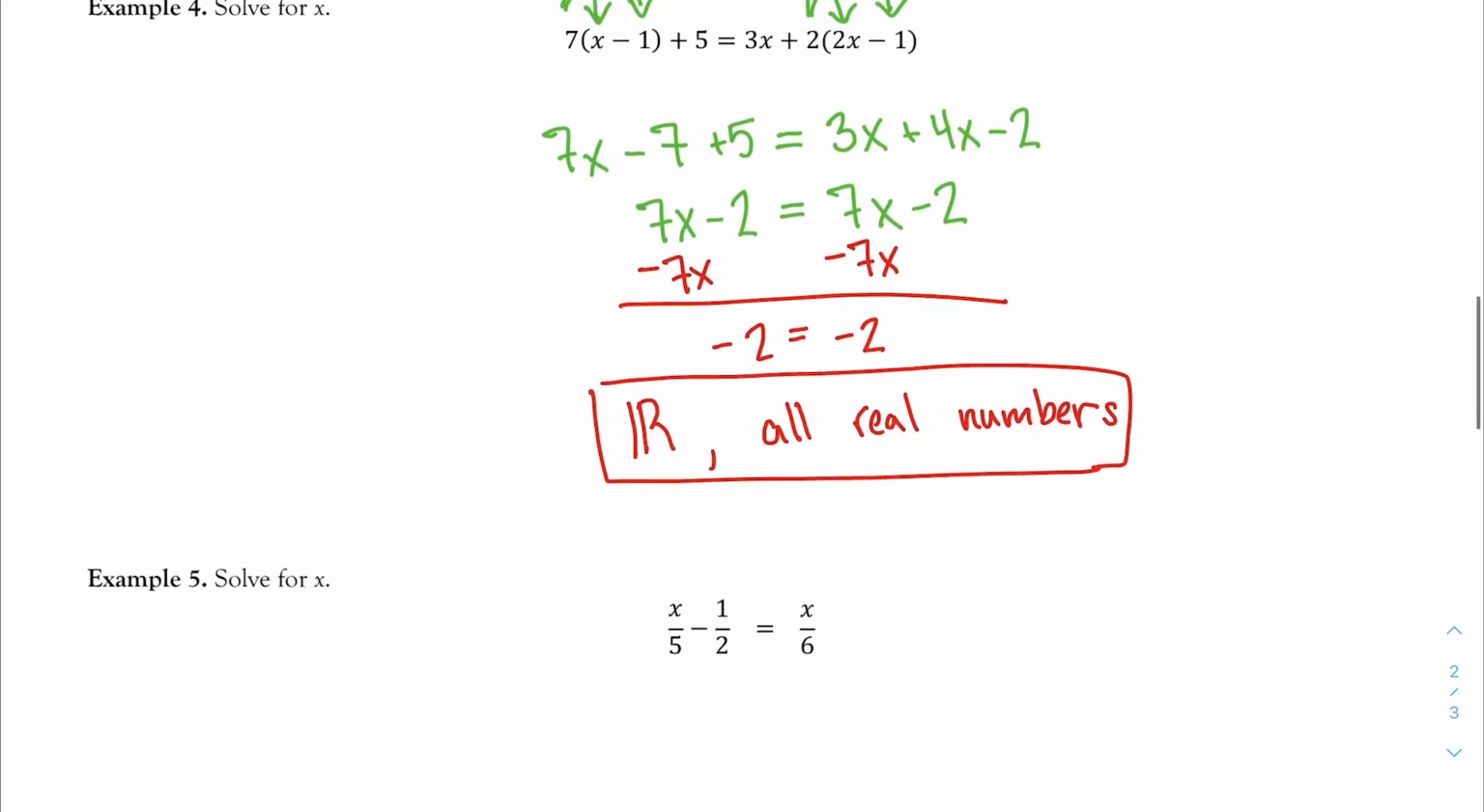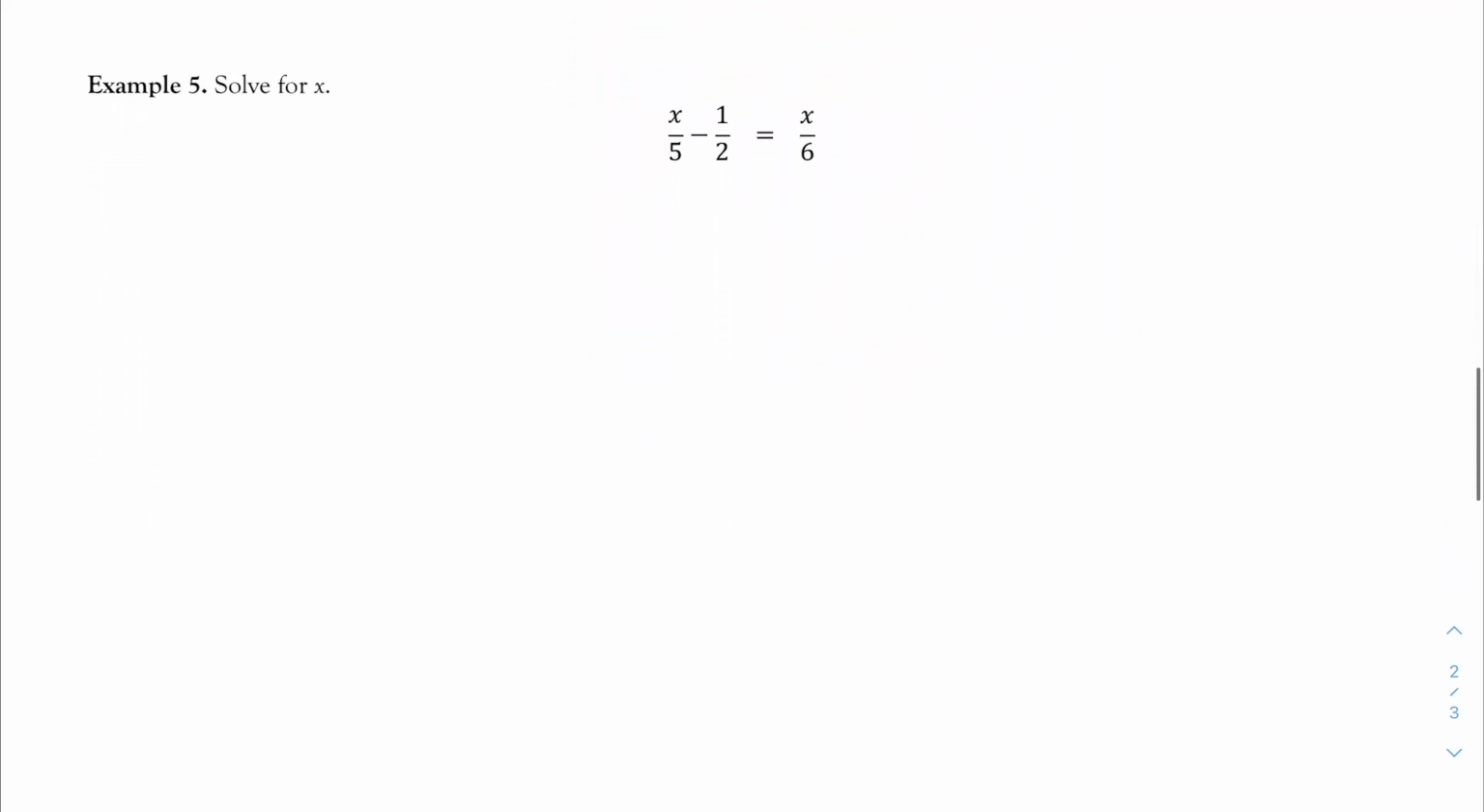Now for our last example, let's go ahead and solve for x. We have x divided by 5 minus 1/2 is equal to x over 6. First thing you're probably noticing, I'm going to guess, is that there's fractions here. Well, now I can finally work with step 1 of my 5 steps to solving a linear equation.